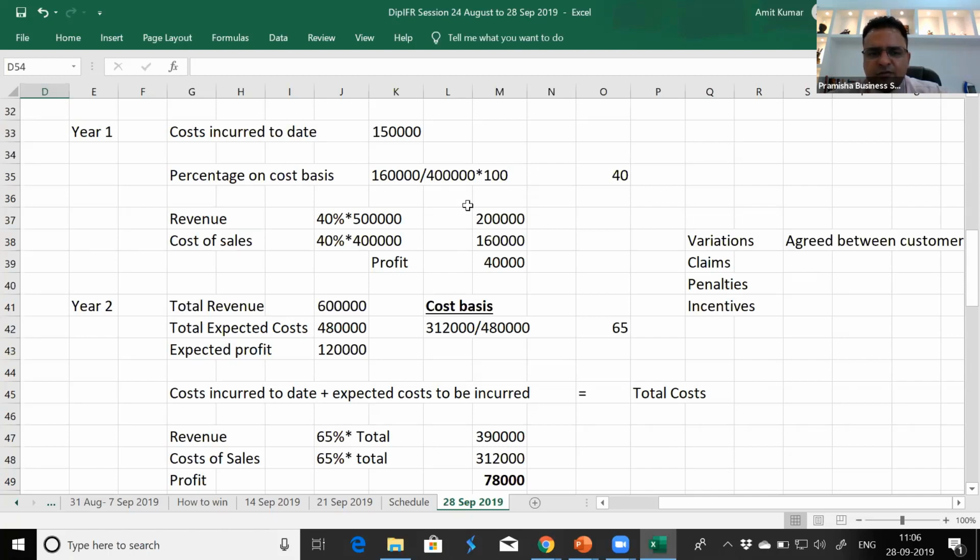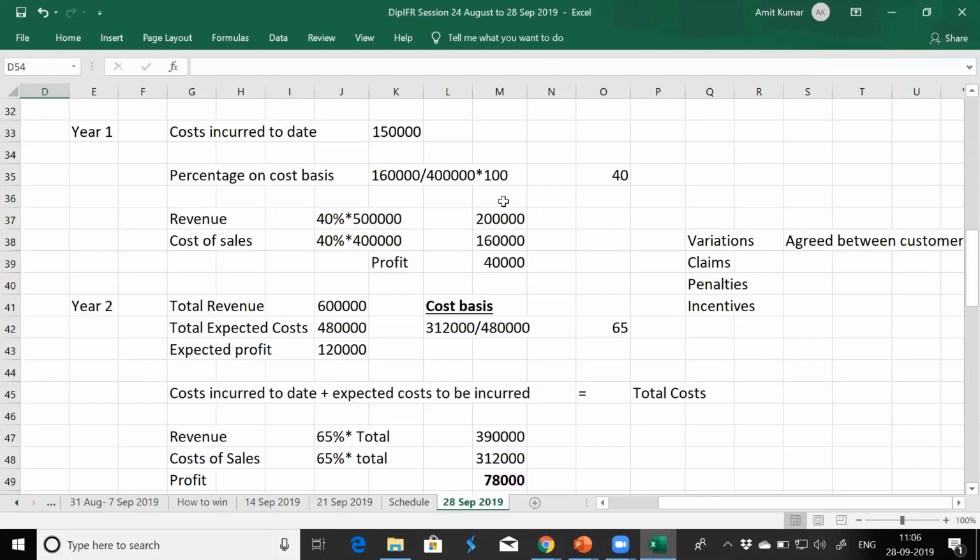What is your doubt? That we should recognize... we are recognizing profit on the basis of a percentage till date. Yeah. So when it reaches year 2, we say that this is the total revenue we can recognize, this is the total cost we can recognize. If we have already recognized some revenue and cost in year 1, we'll recognize only the differential in year 2.